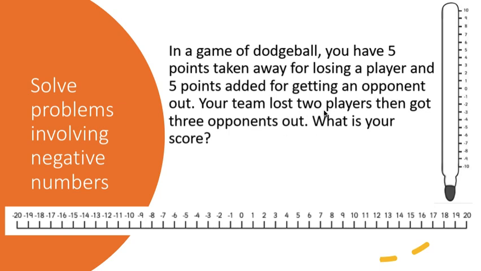Your team lost 2 players. So if you're on 0 and you lose 2 players, we're going to lose 5 points and then another 5 points.